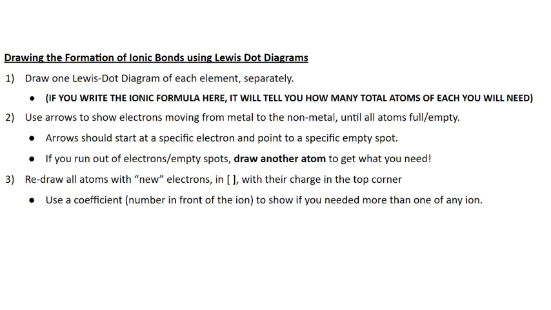And so our first step in drawing a compound's Lewis dot diagram is actually going to be to draw one Lewis dot diagram of each element separately. And in the future, we're going to learn some tips and tricks on how to write the formula of a compound, and that'll tell us how many atoms of each element we're going to need in that compound. Once you learn how to do that, it might be a good thing to do here, because sometimes we need more than just one of each atom, and knowing that ahead of time can make this process a little bit easier.